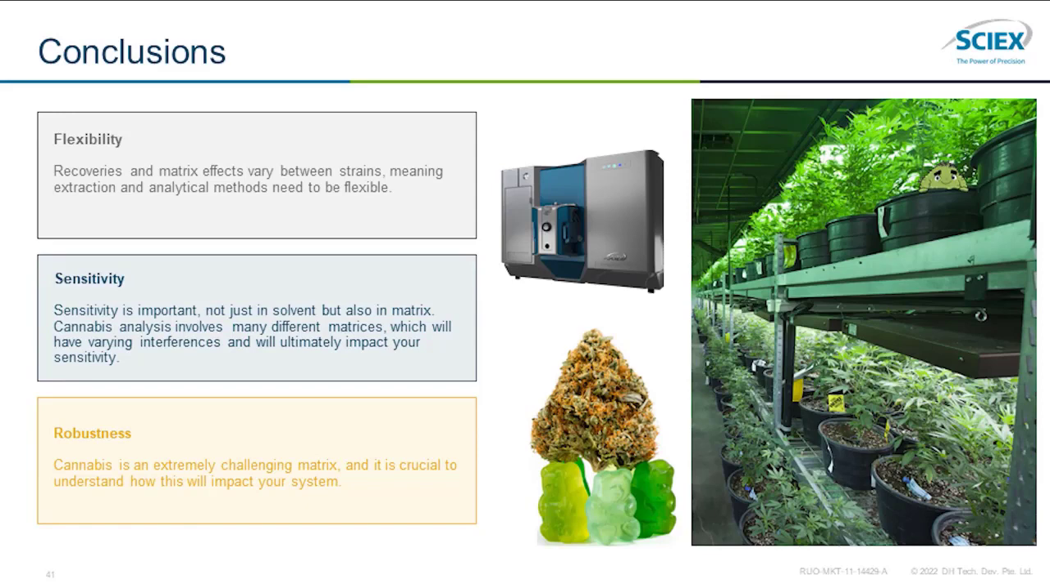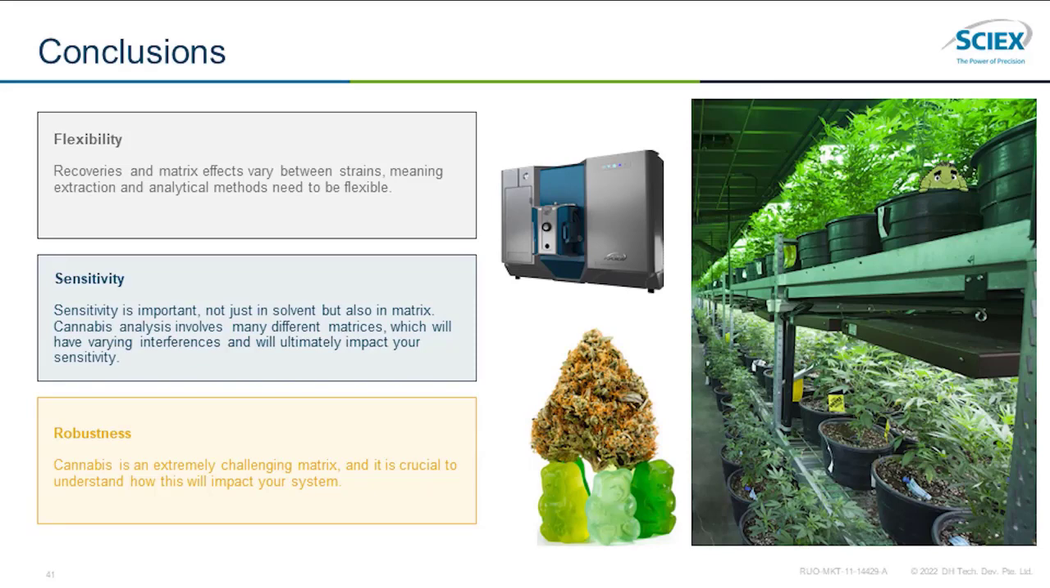Sensitivity, of course, not just sensitivity in solvent, but also in matrix. Essentially, we want to make sure that we can see it in our matrix. If we can see it in our solvent, that's awesome. But if we can't see it in our product, it doesn't really matter. So an easy way to do this is with matrix curves. Again, I wouldn't recommend using matrix curves for quantification, but using matrix curves to get an idea of what your sensitivity is in that specific matrix can be a really useful tool.